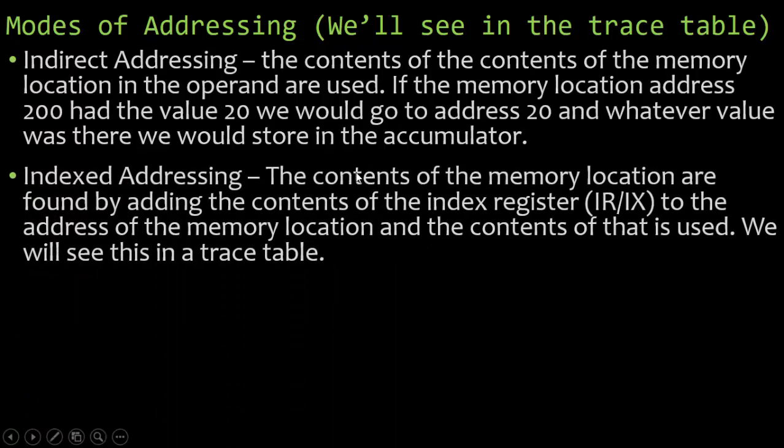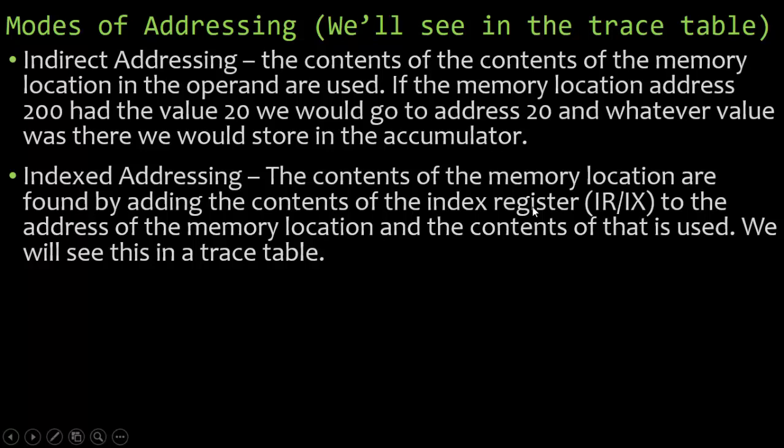Then we have indexed addressing. The contents of the memory location are found by adding the contents of the index register. Most of the time it's used IX. I have seen once when they used IR, but IX is commonly used. So what we do is we add the contents of the index register to the address of the memory location, and the contents of that is used. And you're going to see that in a trace table. It's very hard to explain without seeing that as a trace table.